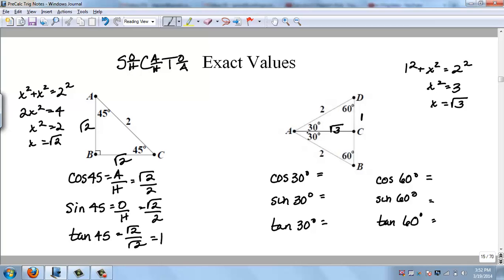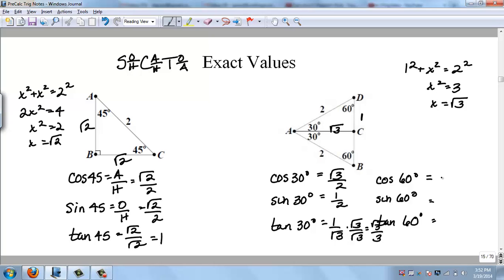So the cosine of 30 is adjacent over hypotenuse, so that is radical 3 over 2. The sine of 30 is opposite over hypotenuse, or 1/2. And the tangent is opposite over adjacent, is 1 over radical 3. But we can't leave it that way. We have to rationalize it. So it's radical 3 over 3.